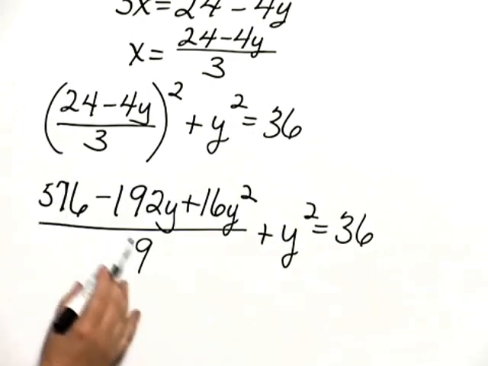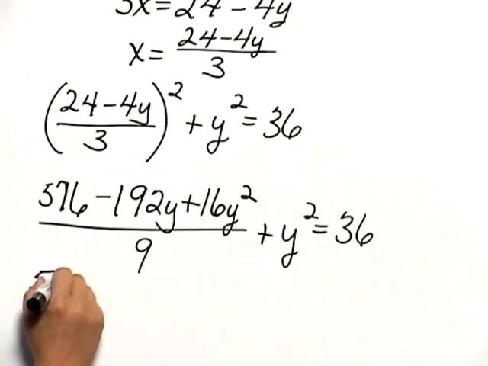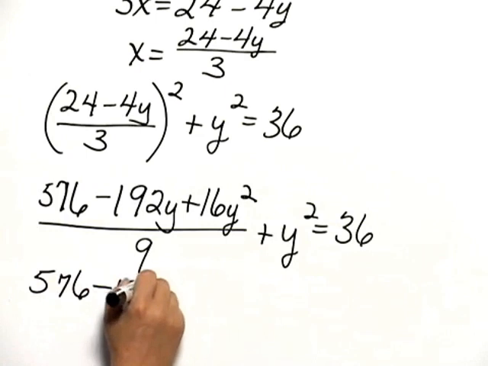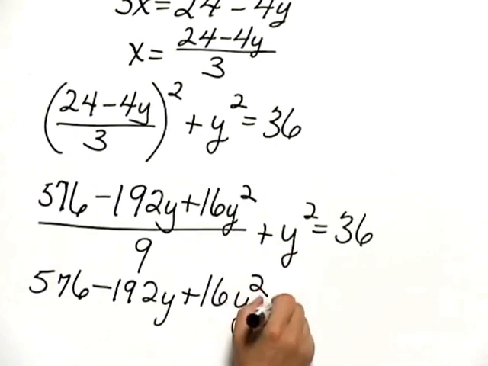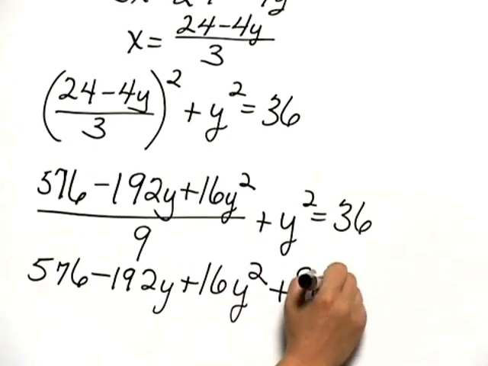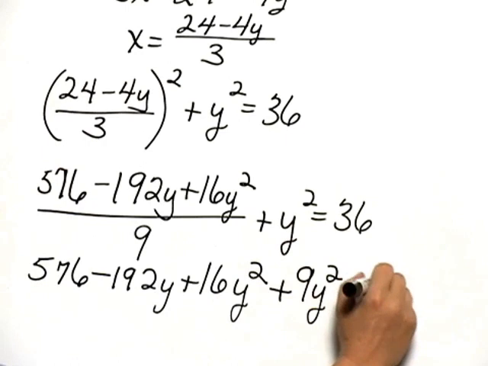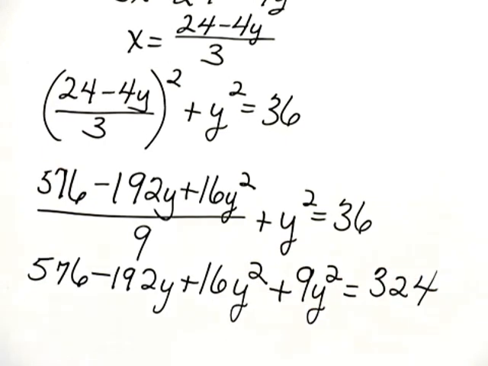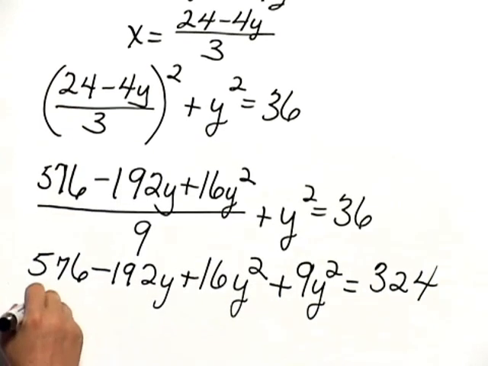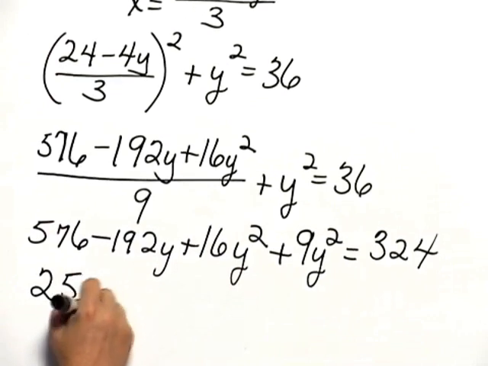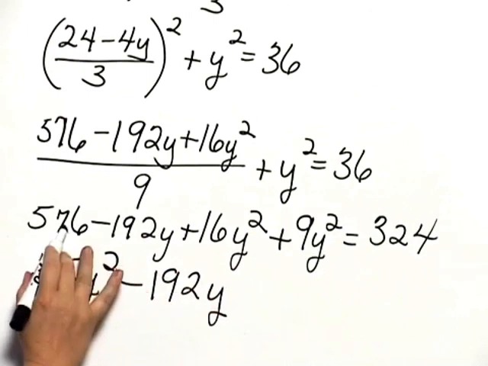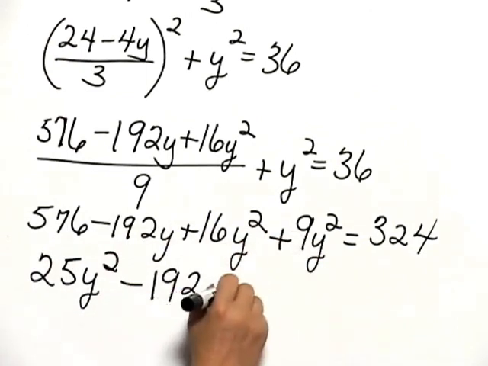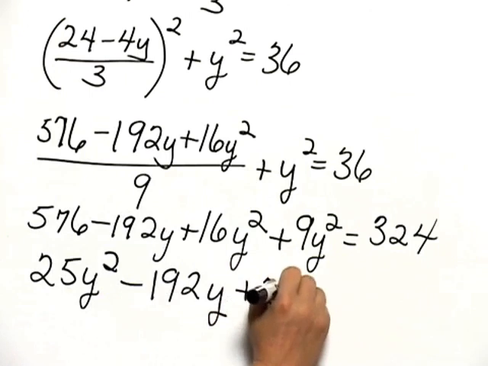When we do that, we multiply this by 9, we get 576 minus 192y plus 16y squared. Then we multiply this by 9, and then we multiply 36 by 9, and we get 324. That's clearing the equation of fractions. And then when we combine terms, we get 25y squared minus 192y, and then 576 minus 324 gives us 252.